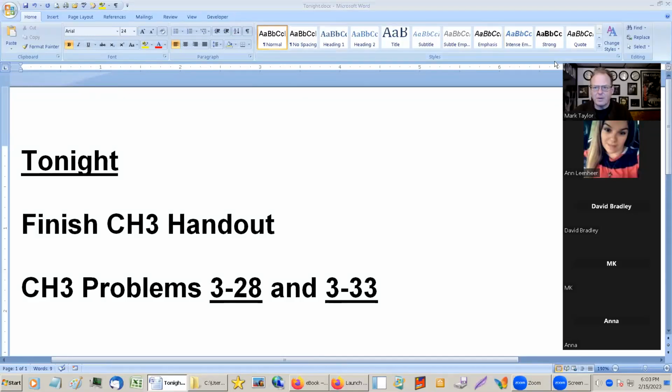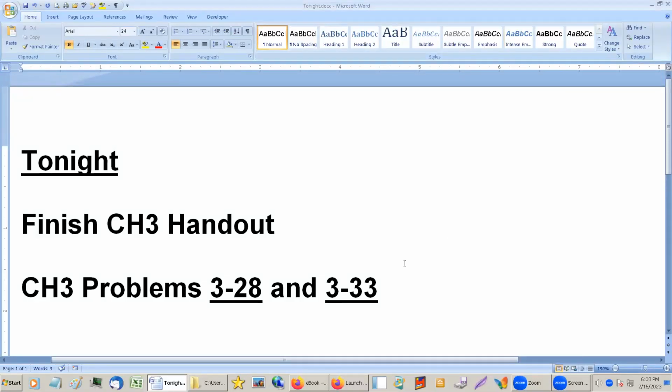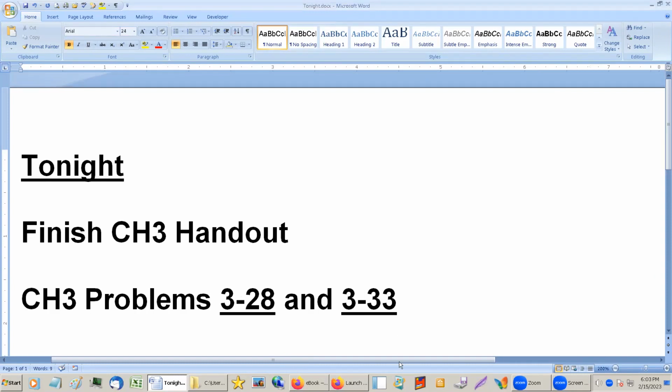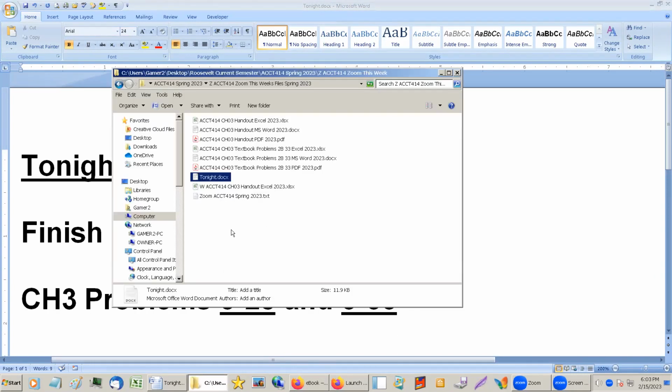The stupid Zoom has so many pop-ups, you can't... Okay, sorry about that. All right, so I think we're on, let's see here.